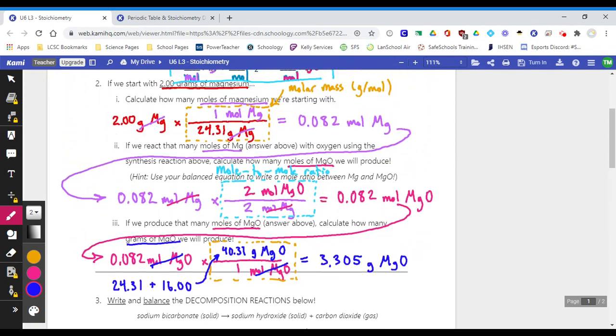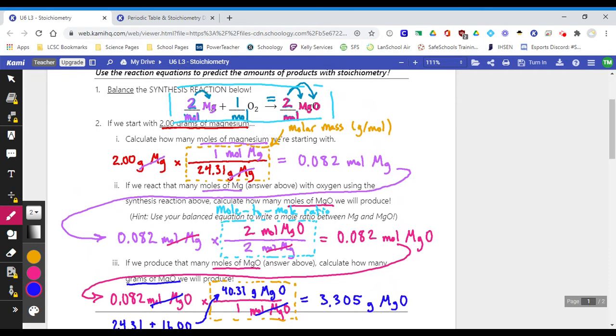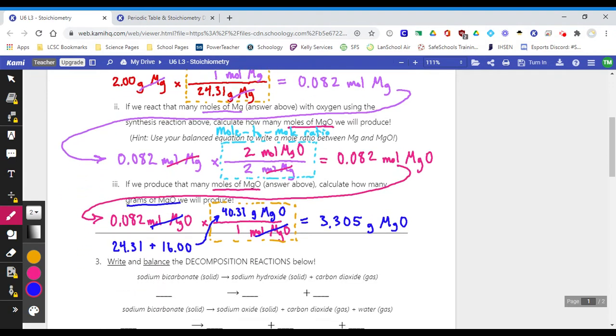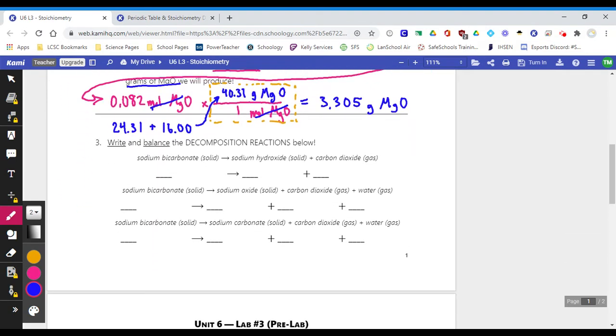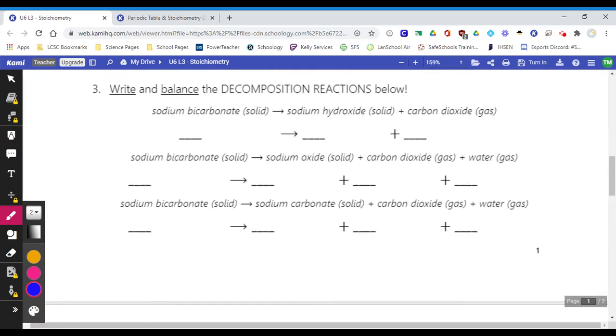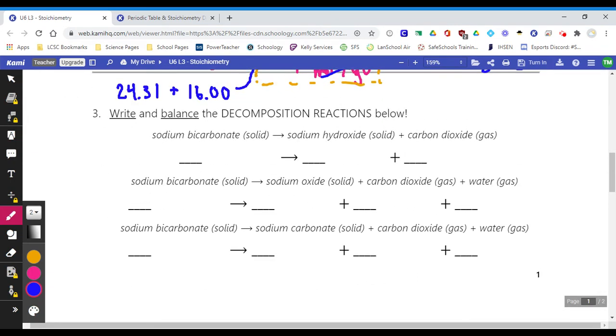Okay, so this is going to be one part of our experiment, burning magnesium in oxygen and seeing if we get something around the mass that we expect. Okay, we'll have something probably close to 2 grams, but maybe not exactly 2 grams. But let's look at the other part of this lab. Okay, we're going to be looking at baking soda.